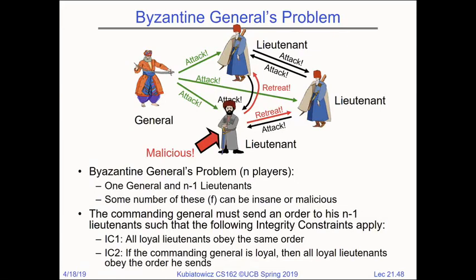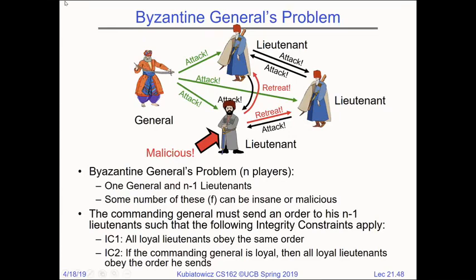Okay, so notice that we're allowing not only that the lieutenants can be malicious, but the general himself can be malicious, which in that instance means he sends different orders to different lieutenants. By the way, you might ask yourself why all these things are defined from a military standpoint with generals. That just seems to be the way they're done.